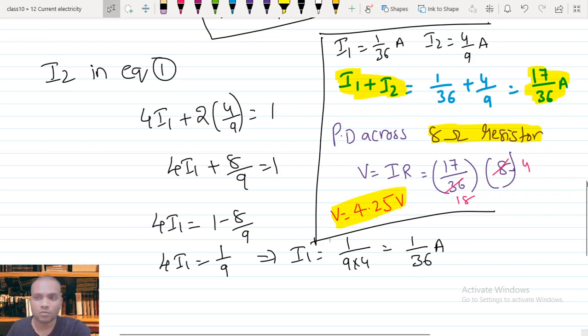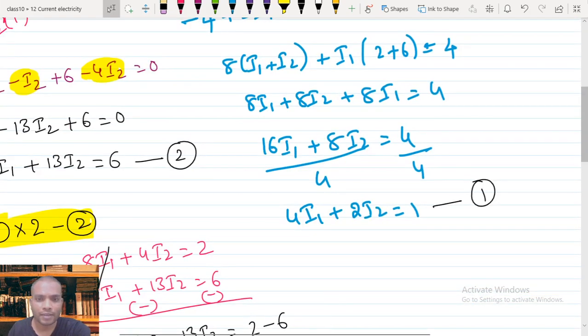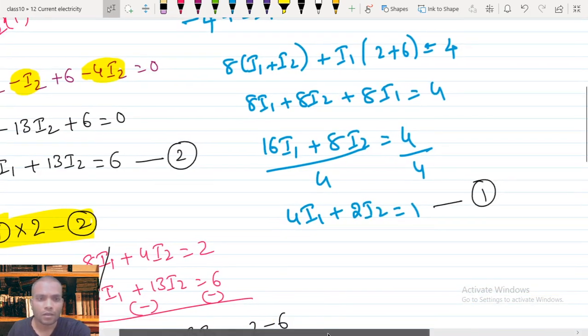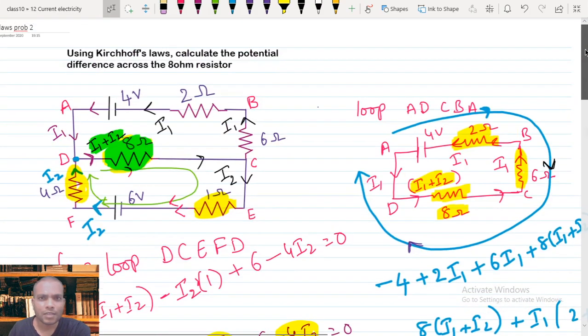So this is how we need to apply Kirchhoff's laws, find the corresponding current values there, and after that find the value which is asked in the question. Here it is a potential difference. We can use the corresponding formula to find the end result.